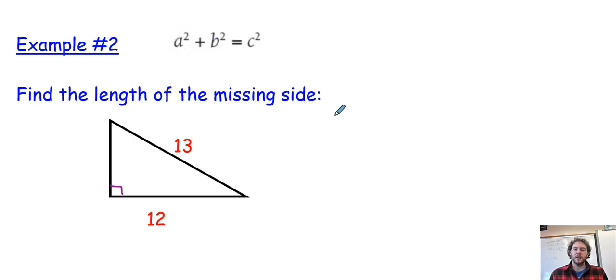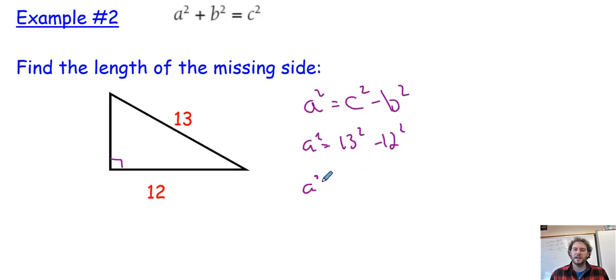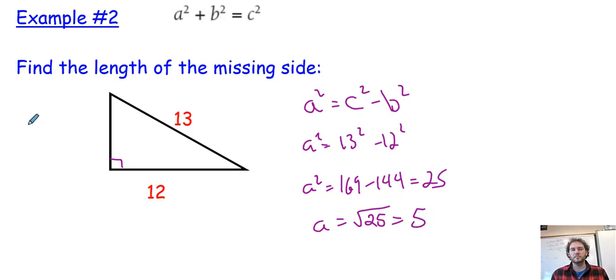Now, if I wanted to find one of the other two sides, what I need to do is I need to subtract from my hypotenuse. Okay, so instead of adding to find the hypotenuse, I'm going to subtract from the hypotenuse to find one of the other two sides. So if I wanted to find a squared here, it would be 13 squared minus 12 squared. Okay, so in this case, a squared is going to be 169 minus 144, which is 25. So then a is going to be equal to the square root of 25, which is 5. Okay, so just a quick brief review there of the Pythagorean theorem.